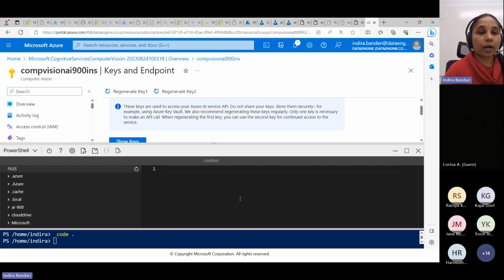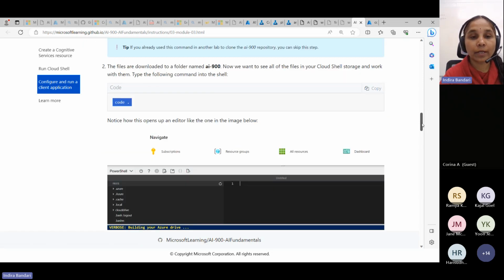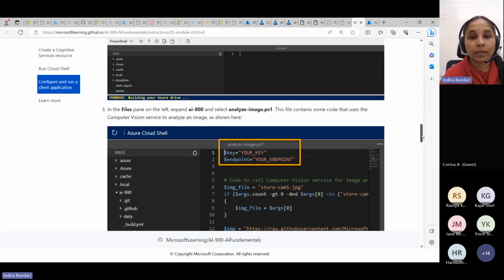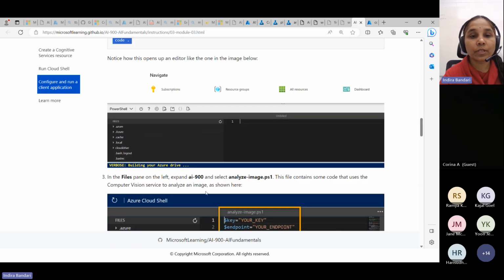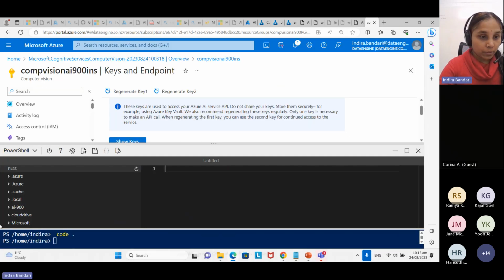Done. Okay. So are you in this screen? Okay. So now Cloud Shell storage is created and we have the AI900. Now what we need to do is we need to open from the AI900 folder, we need to open analyze-image.ps1. So let's go and do that.